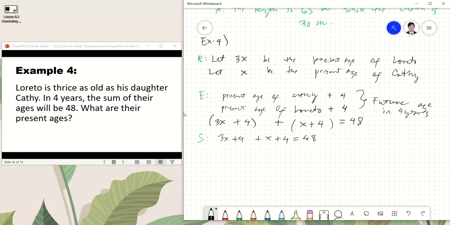So we combine first the like terms, 3x and x. So 3x plus x, that's 4x. Then 4 plus 4, that's 8. Okay. Yung second term natin, walang variable x. So ibig sabihin nun, we need to add its additive inverse, negative 8. So 4x is equal to 40.